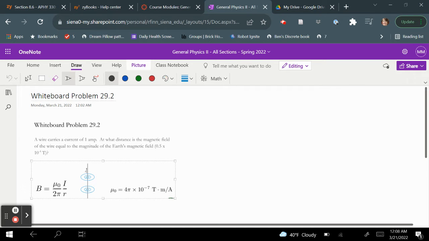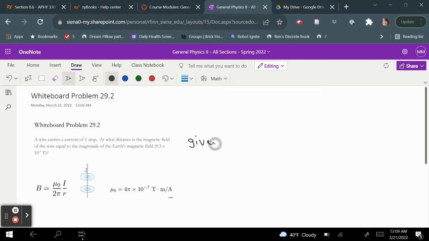Okay, this is whiteboard problem 29.2, and it says a wire carries a current of 1 amp. At what distance is the magnetic field of the wire equal to the magnitude of the Earth's magnetic field? And so the Earth's magnetic field is 0.5 times 10 to the negative 4 Tesla. So let's write our givens and finds first.